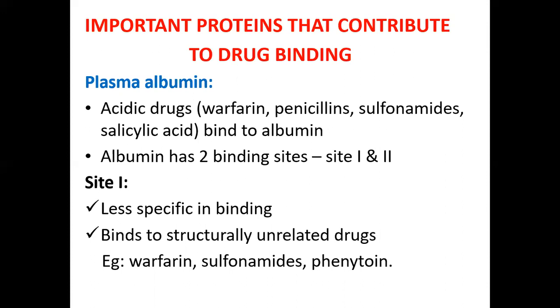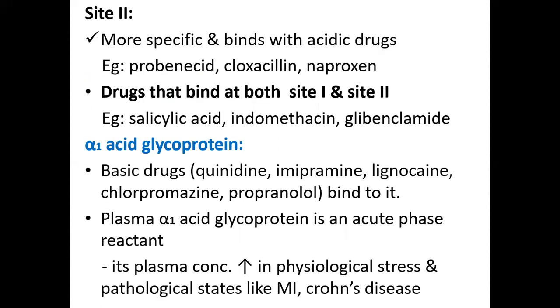Site 1, being less specific in binding, binds structurally unrelated drugs like warfarin, sulfonamides, phenytoin, etc. On the other hand, site 2 is more specific and binds acidic drugs, for example probenecid, cloxacillin, and naproxen. Some drugs bind at both site 1 and site 2, namely salicylic acid, indomethacin, and glibenclamide.